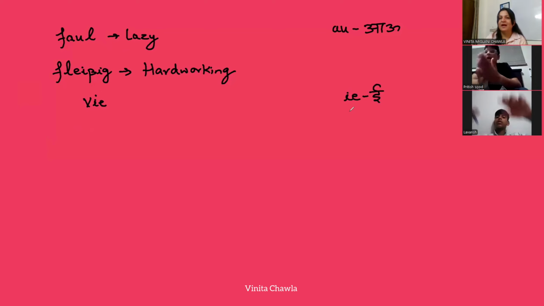V, I, E. So this is Fünf, Fa and Five, and IE is E. Fee, Fee. And this is Viel. Viel means much.